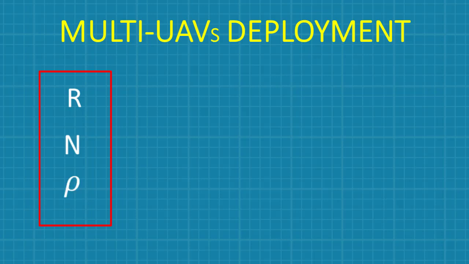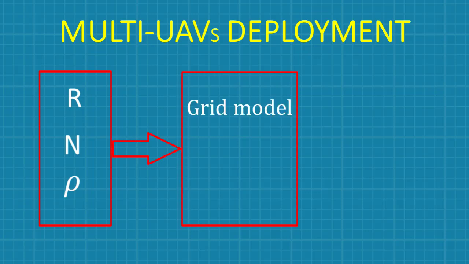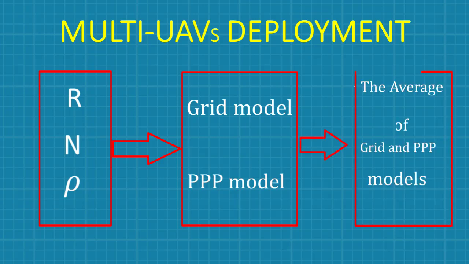The density of the UAV network is calculated by dividing the number of UAV by the total area. The probability of coverage is calculated using the grid model, which gives the optimistic probability of coverage. Then, the PPP model is used to get the pessimistic probability of coverage. The actual probability of coverage is assumed to be the average of the PPP model and the grid model results.